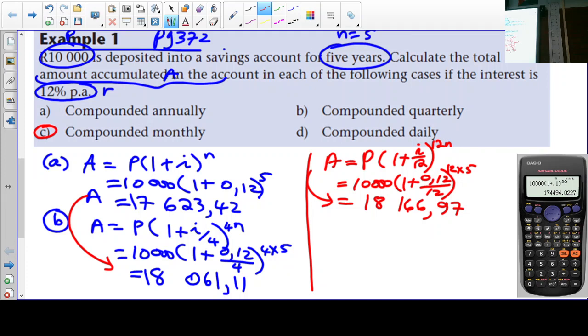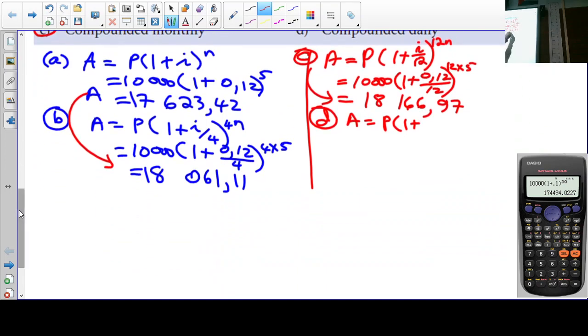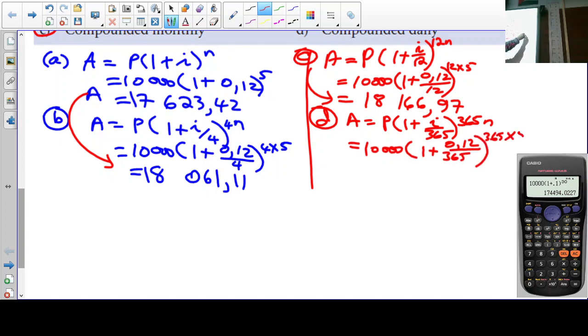Okay? That was C. And D, compounded daily, what's the formula? A is equal to P into 1 plus I over 365 to the exponent n. 10,000 into 1 plus 0.12 over 365. You want 365 times 5. That gives us a return of? Sorry? 219,39.